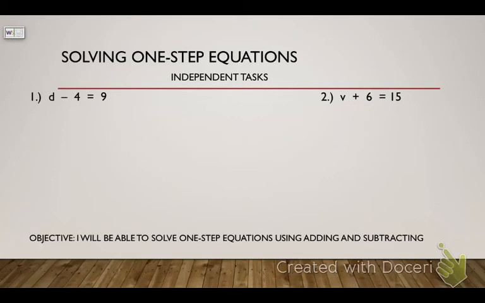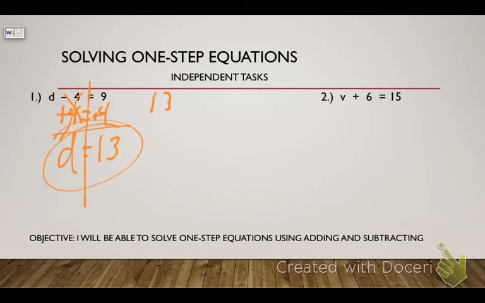We're going to draw a line straight down the middle. Do the inverse of subtracting 4. We're going to add 4 to both sides. That creates 0. And we get D equals 9 plus 4 is 13. That's our answer. Does 13 minus 4 equal 9? Come on, equal sign. Yes, it does.